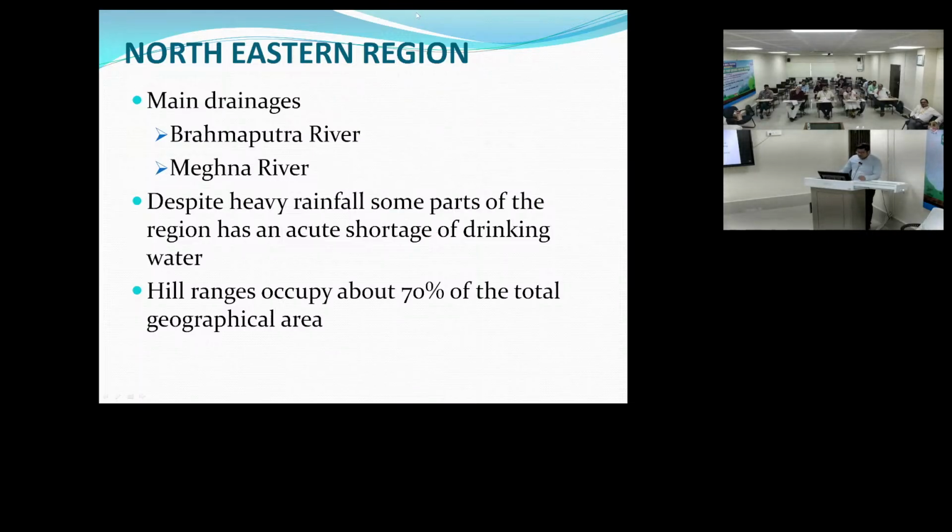So in the northeastern region, the main drainages are the Brahmaputra River and Meghna River. In some areas, despite this, there is a shortage of drinking water, and mostly in the northeast, you can see 70% of the total area is hilly area.